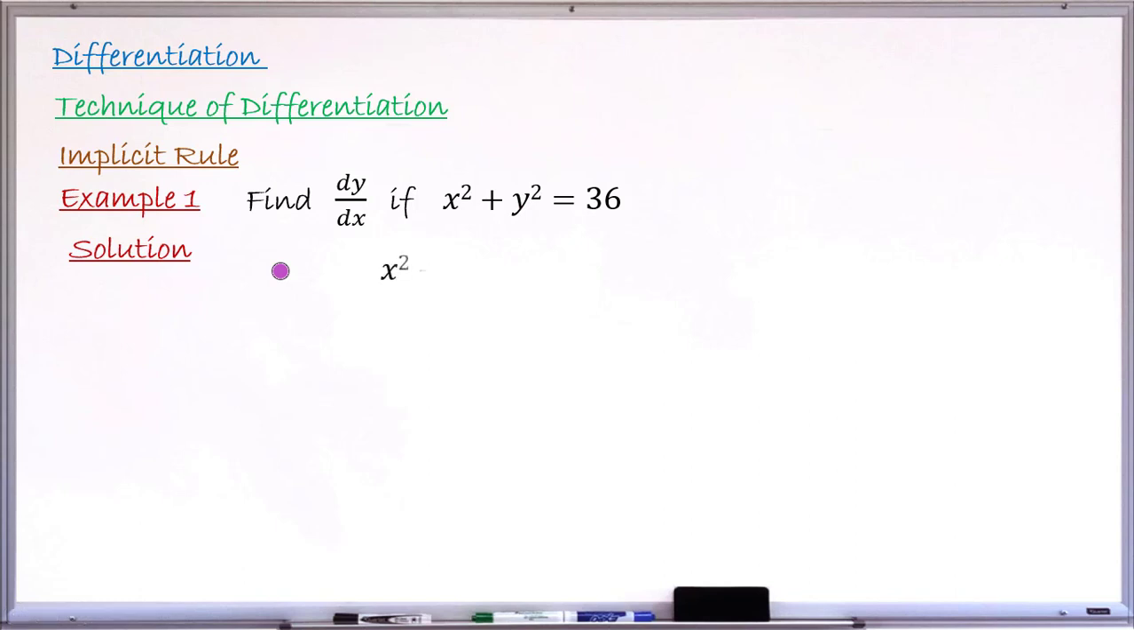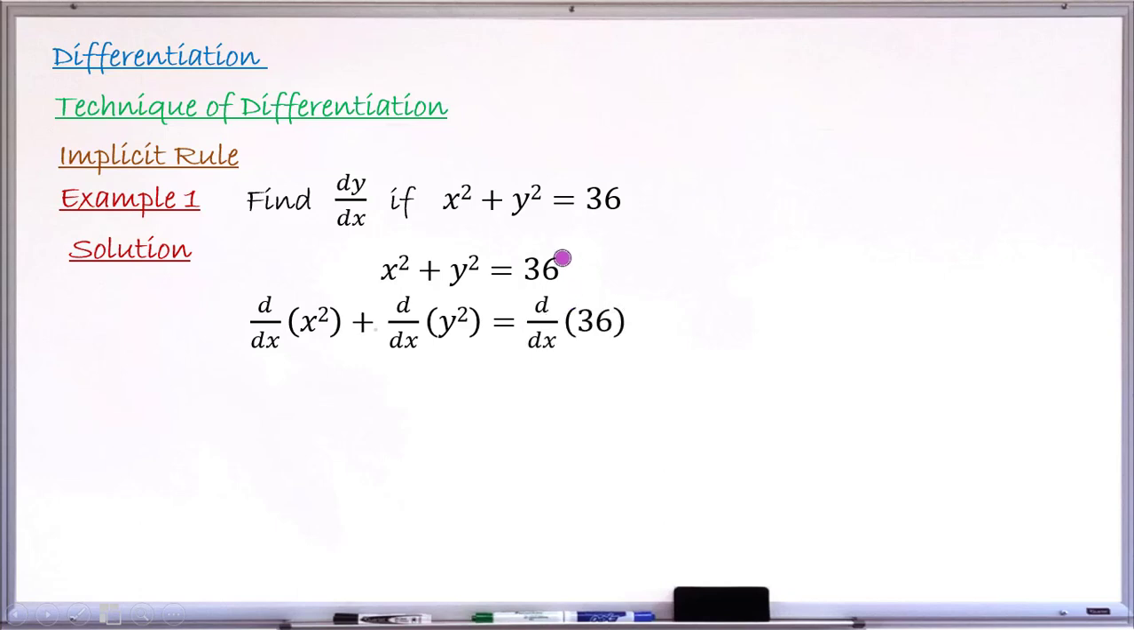What we do first is to write down the given function, that is x squared plus y squared equals 36. Next, you find the derivative term by term, because the first rule says you find the derivative of both sides of the equation. So I'm starting with the derivative of x squared, that is the very first term. Then the derivative of y squared, so I have d by dx of y squared. Then d by dx of the right hand side, which is a constant number 36.